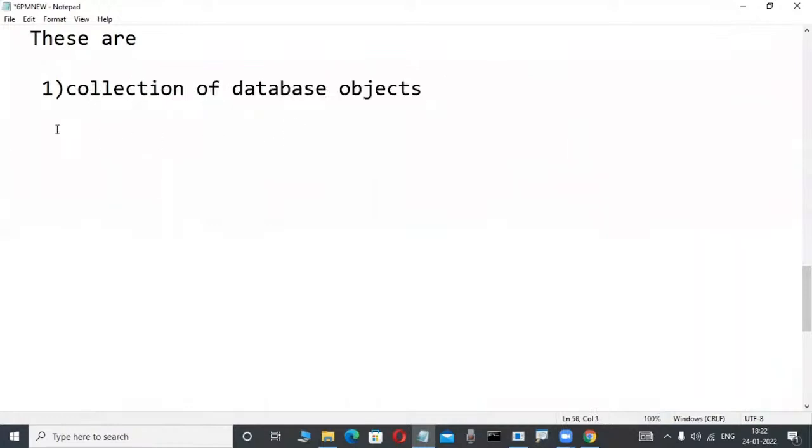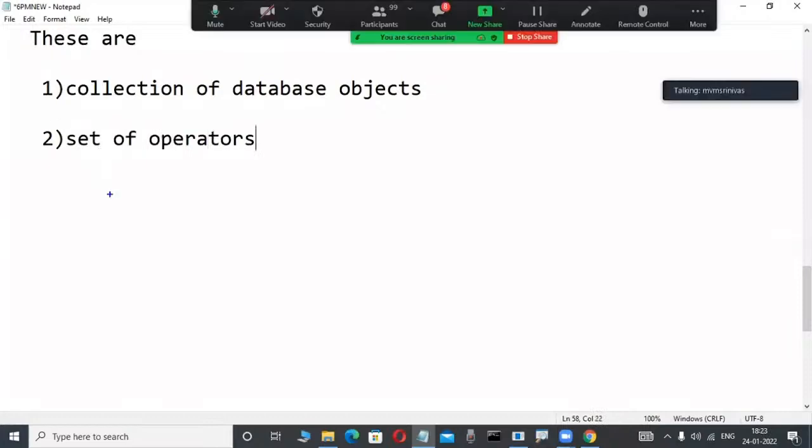That's why the collection of database objects is very easy. In our courses we are learning not only the collection of database objects. In any relational data model product, we observe another easy concept: a set of operators is available. Operator means, as in C or Java, equal to, less than or equal to, greater than or equal to, not equal to. These types of operators are there.